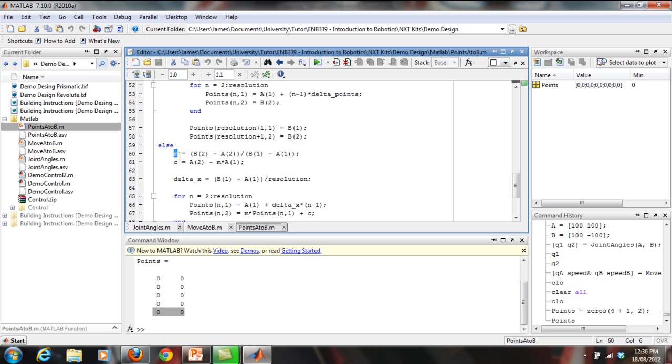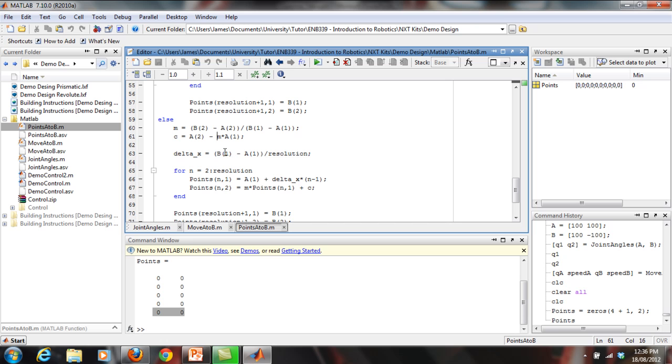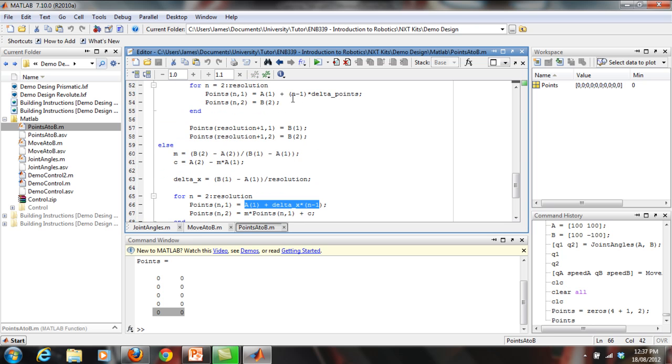So you work out your slope, m, so we're just doing a simple y equals mx plus c. Your slope is y2 minus y1 on x2 minus x1. And so that's going to work out your slope. And then c is simply a2 minus your slope times a1. So your slope and your y-intercept, and you say delta x equals x2 minus x1 divided by the resolution. And then you do a similar thing for the linear line, and you notice that this is very similar to what we had up here.